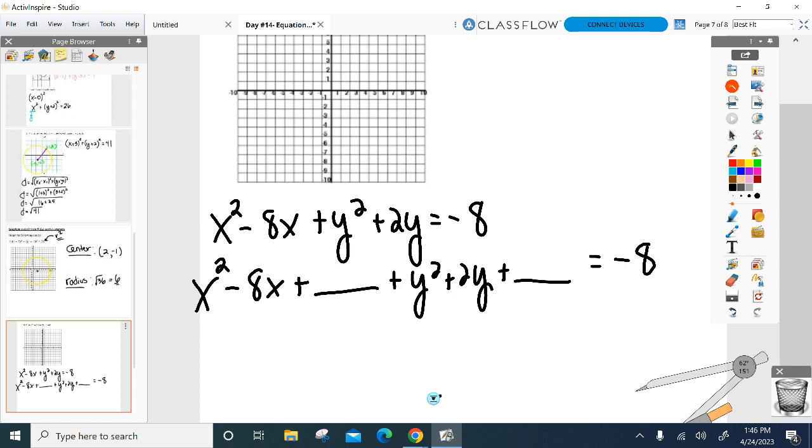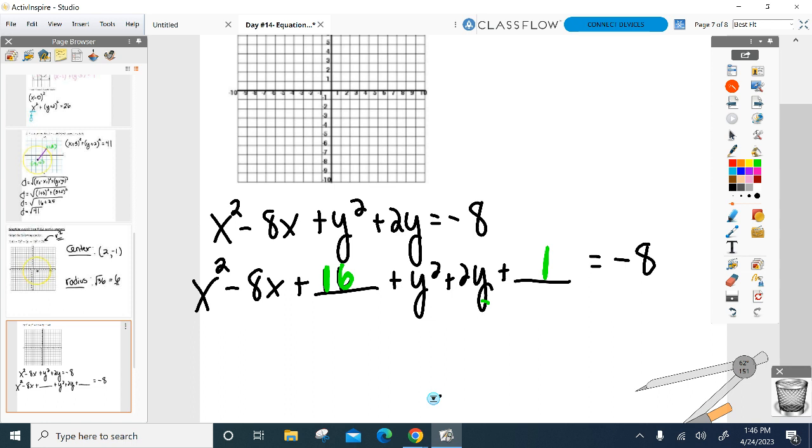Negative 4. Square it. Always positive. Always positive when you square a number. All right, let's do it on the y's now. What's my b value? Take half of it. Square 1. You take half your b value and square it.